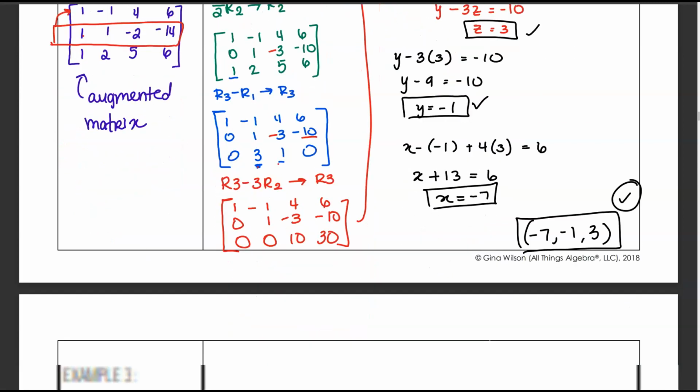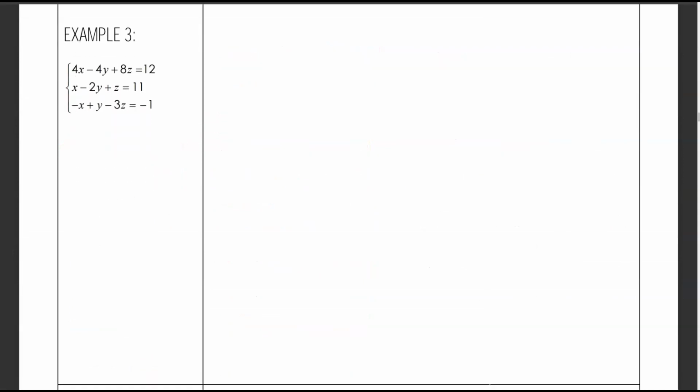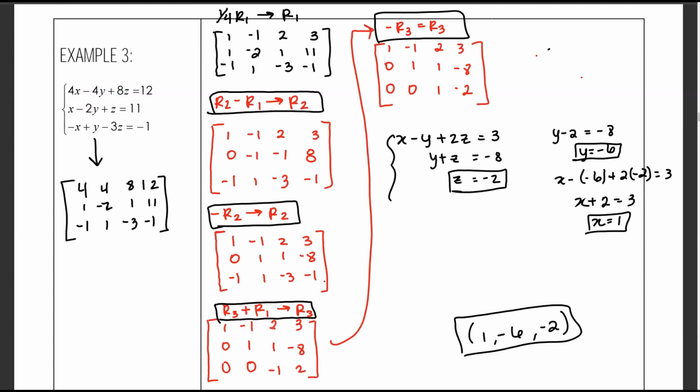All right, so let's go ahead and have you try example 3 on your own. All right, so this is a solution that I have for number 3 on the example. You don't have to necessarily do the same row operations that I did. You should still get the same answer no matter how you organize your elementary operations. So there are multiple different ways to arrive at the answer. But you're hoping to have x equals 1, y equals negative 6, and z equals negative 2.